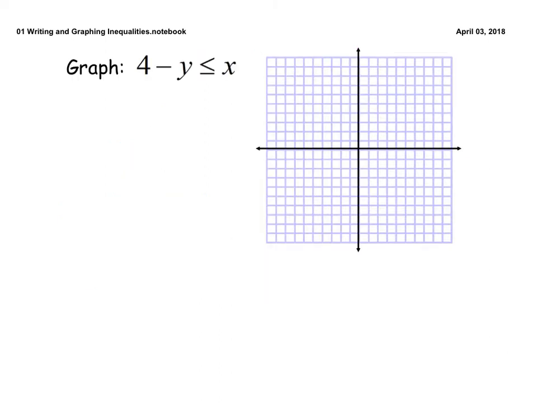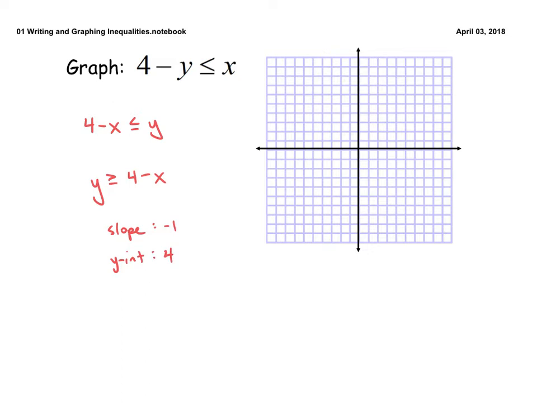Let's try this inequality. The way that I always do this is to write it in slope-intercept form because I think it's just a little bit easier. So if you were to subtract x and add y, I'm just going to rewrite this: y is greater than or equal to 4 minus x. This is easier for us, I think, to think about. So this is going to have a slope of -1 and a y-intercept of 4. That's one way we can do this.